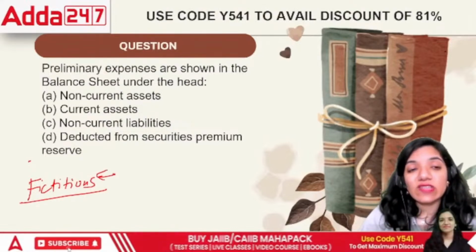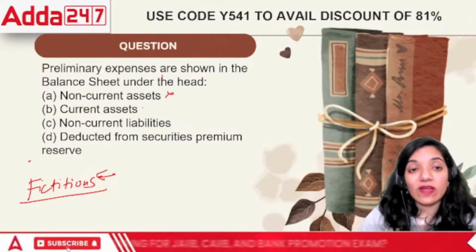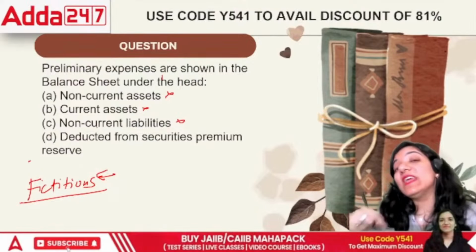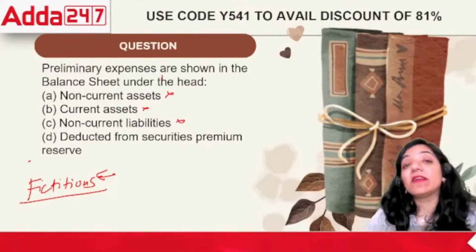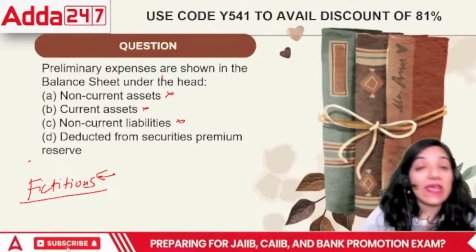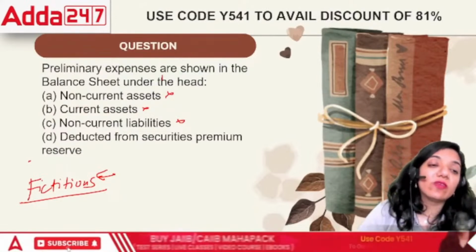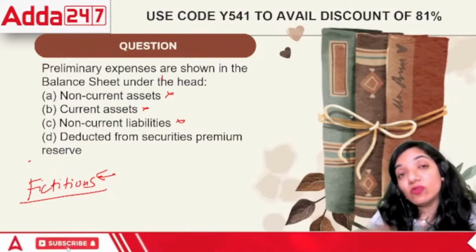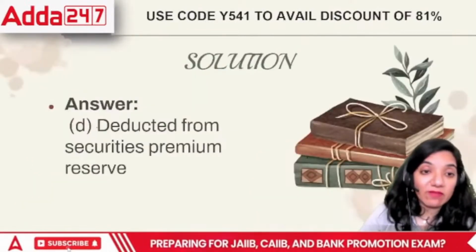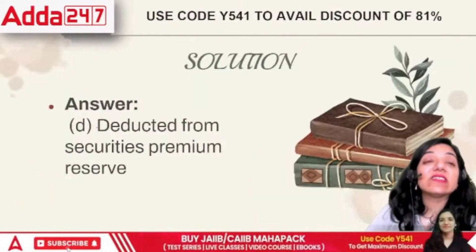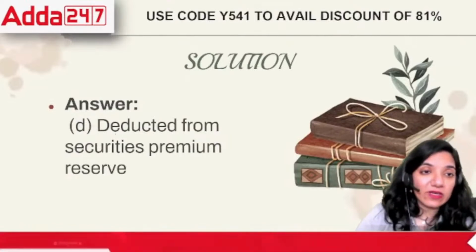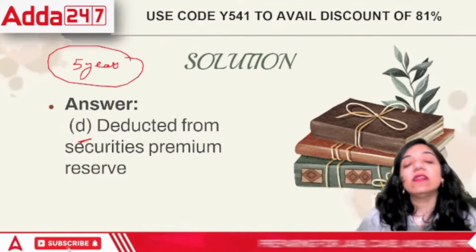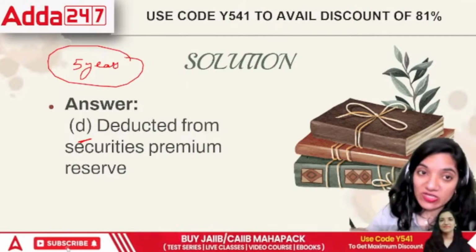If we have a fictitious asset, it is not shown in the non-current or current assets at all, and even it is not a part of non-current liabilities. But this is something which has to be eliminated from the books of accounts. So if it has to be eliminated from the books of accounts, then what will we do? That is deducted from the security premium reserve, because we will use security premium reserve to write off the preliminary expenses. Normally preliminary expenses is not written off in the year itself. It would be written off over a period of 5 years, and that too this is something that the Income Tax Act 1961 has prescribed under section 35B.